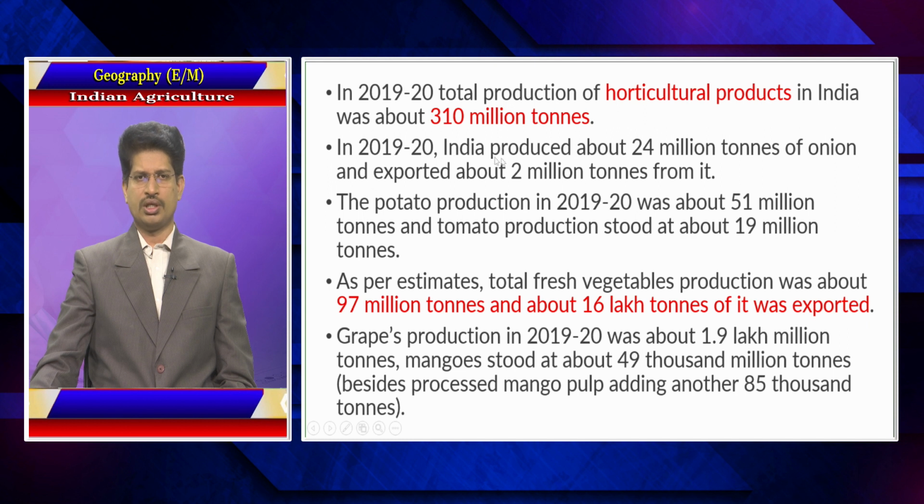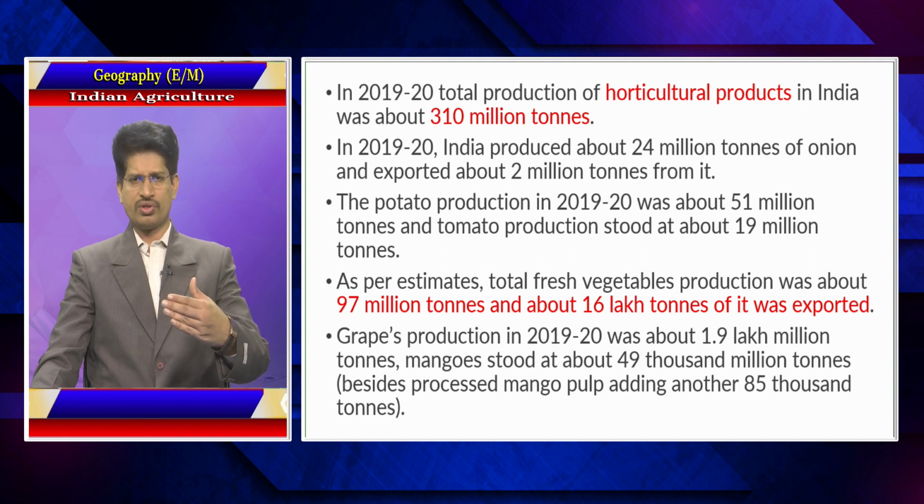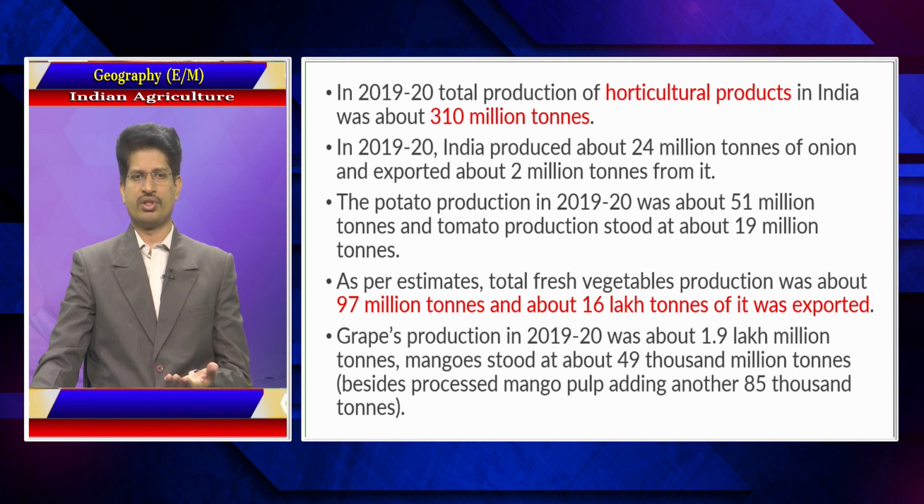In 2019-20, India produced about 24 million tons of onions and exported around 2 million tons. So there might be a question in terms of the exports of onions. Potatoes in 2019-20, the production is 51 million tons, and tomatoes around 19 million tons in terms of vegetable production. As per estimates, total fresh vegetable production was about 97 million tons, of which 16 lakh tons was exported. So any of these data can be converted into a question in terms of lakhs of tons of export of fresh vegetables from India.